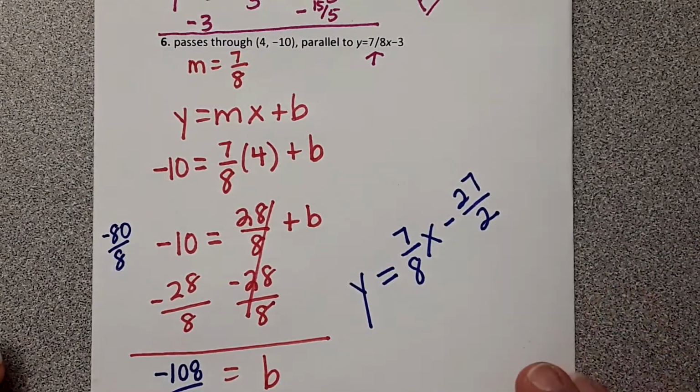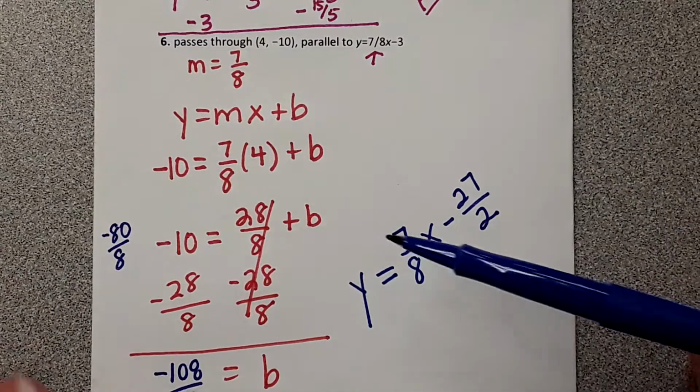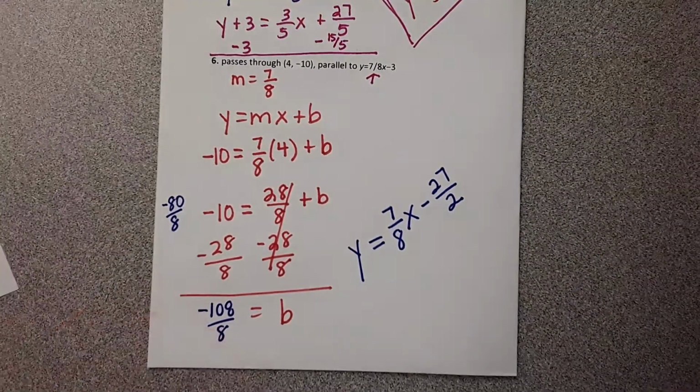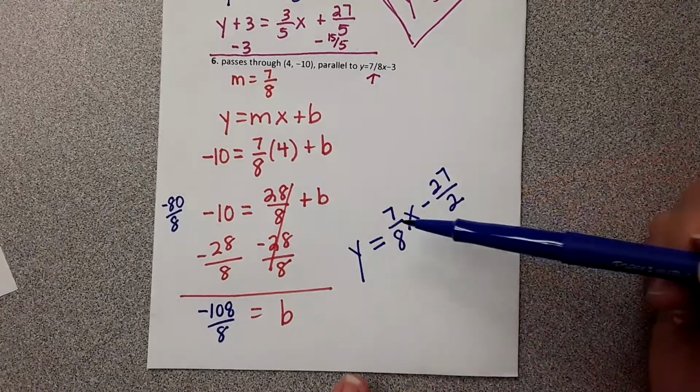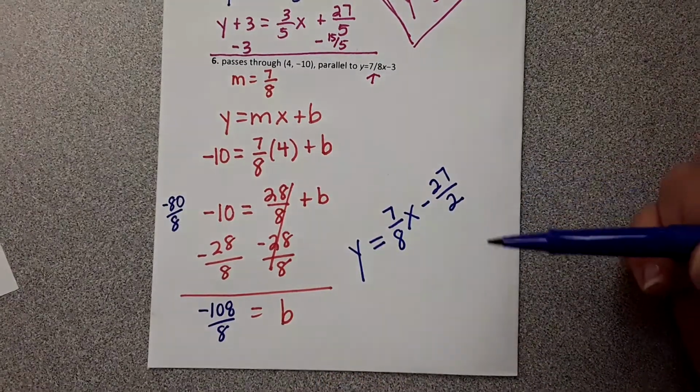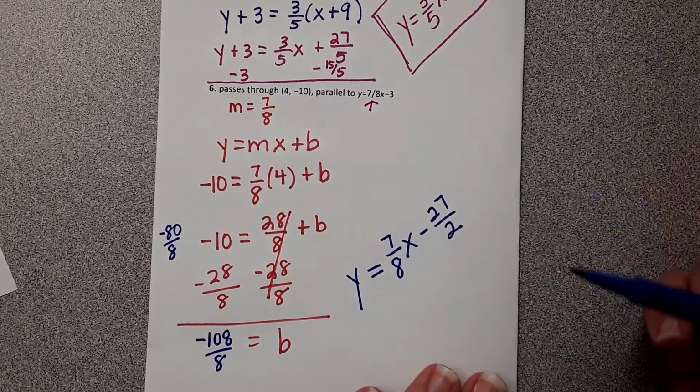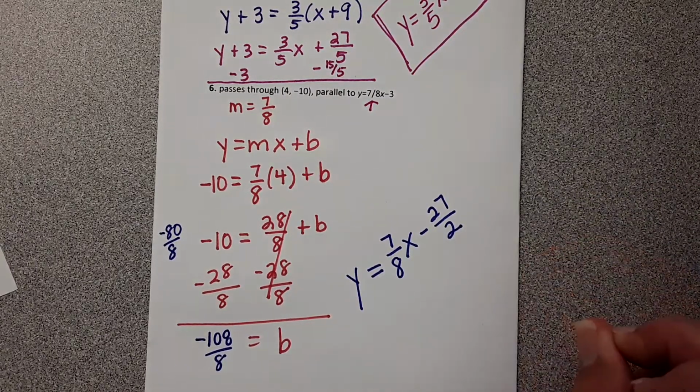It doesn't matter if it tells you to write it in slope-intercept form, you're going to have to write it in slope-intercept form. It doesn't matter which way you do it, and you're going to have to get used to working with those fractions. I know you don't like fractions. A lot of people don't.